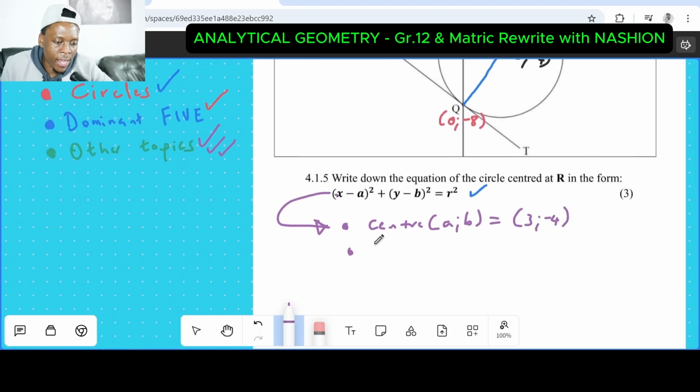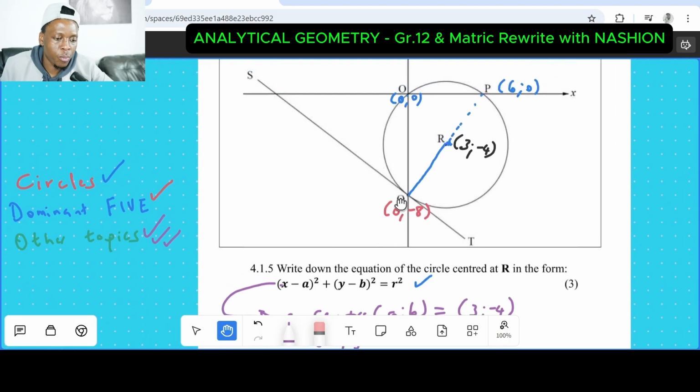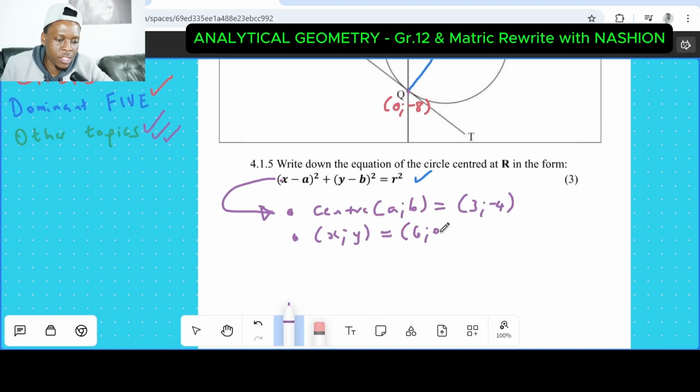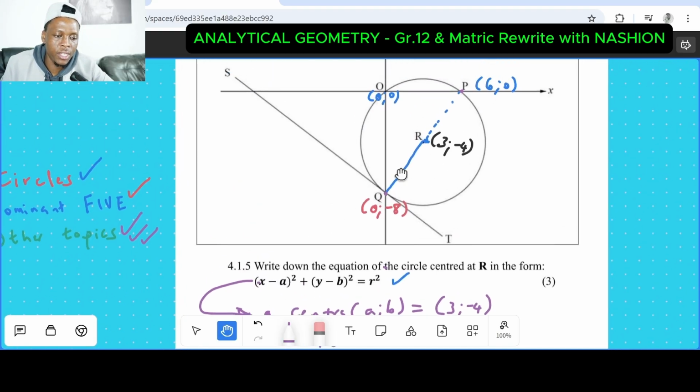X and Y is any point on the circle, right on the circle. We can either use point Q, which is on the circle, or point P, which is on the circle. You can just pick one of them. So X is 6, Y is 0. And from these values, we can just calculate R squared, the right-hand side of the equation. Another way, guys, you can just use a distance formula to calculate R.